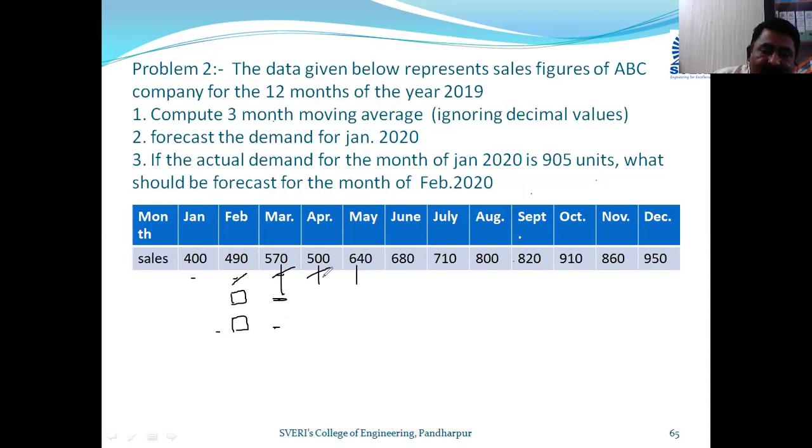Similarly, for the next month, I can say this month and this month. Again, next I can say April, May, June. Next I can say May, June, July. Next you can say June, July, August. Next combination, July, August, September. Like that you have to go up to your last combination, which will be October, November, December.